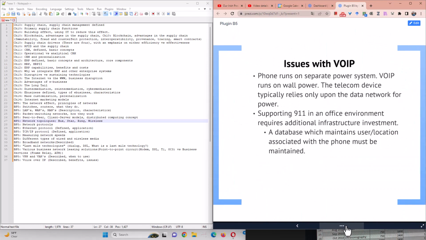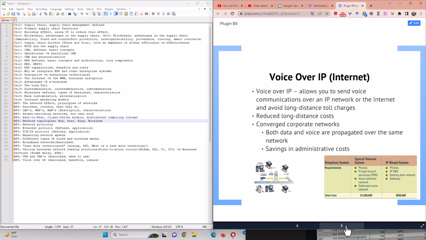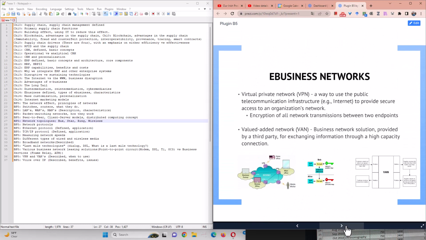You should know what the VPN is, virtual private network, which is basically an encrypted session through a network structure. It could be a public network like the internet, it could be a private network. Most organizations today use VPNs through even their private networks, and the reason is to isolate certain types of traffic. A value added network is a network service.